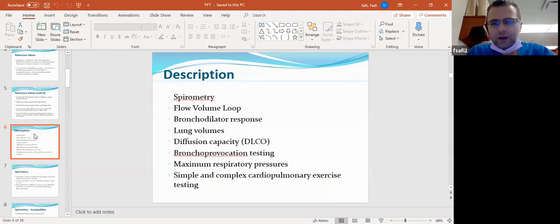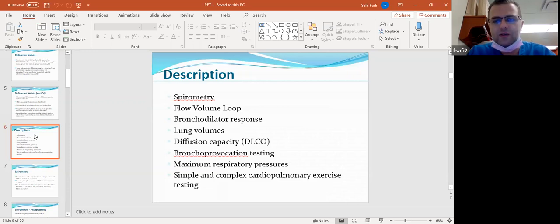And the maximum inspiratory pressure, or what we call negative inspiratory force, NIF, tests the function of the diaphragm and the inspiratory muscles. And this is important for somebody, if you want to extubate somebody, for example, you want to know how much inspiratory force they can generate. Any value above negative 60 is usually a good value, and that means that the patient can tolerate extubation. And then we have simple and complex cardiopulmonary exercise testing.